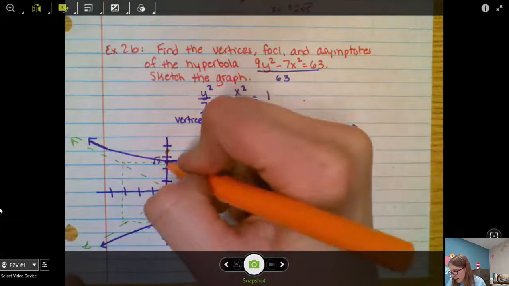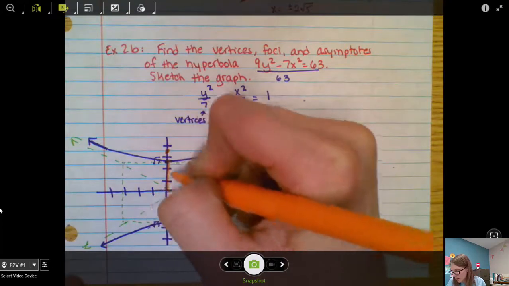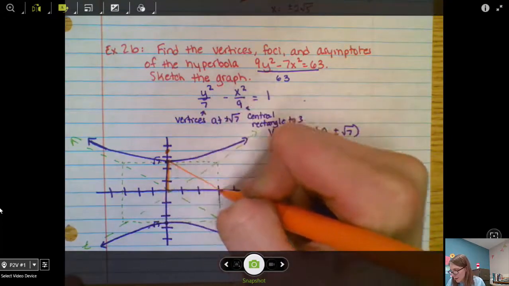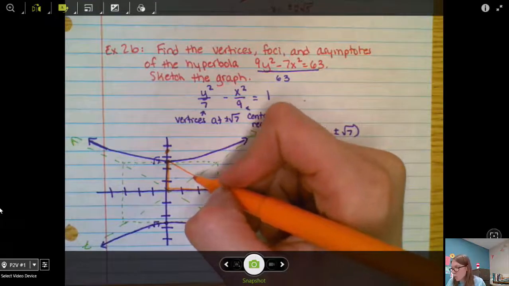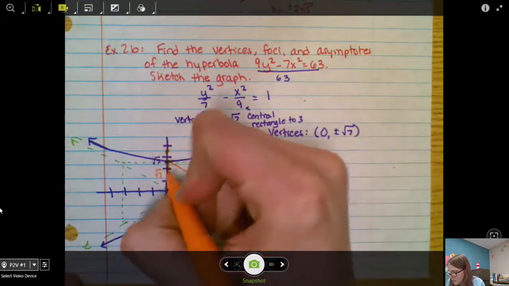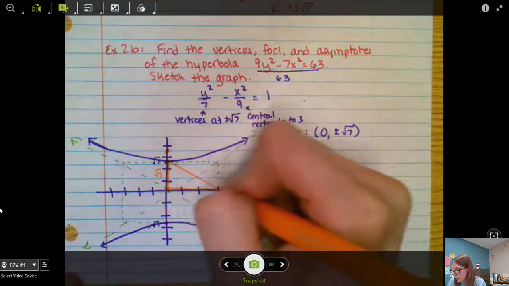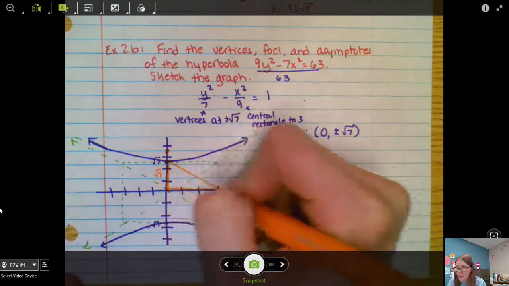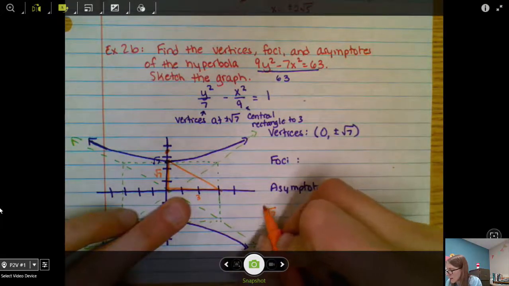Well, I know where my vertex is. I know the origin. I know the other dimension for my central rectangle. If I can find this hypotenuse, that's going to tell us where our focus is. So we're at the square root of 7 here for our vertex. That's this length of our triangle. We go out to 3. That's the other leg for our right triangle. Pythagorean theorem will tell us our hypotenuse.